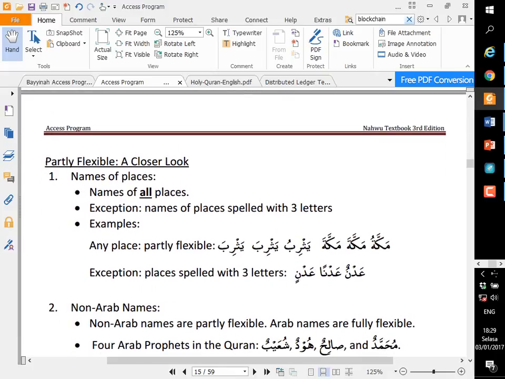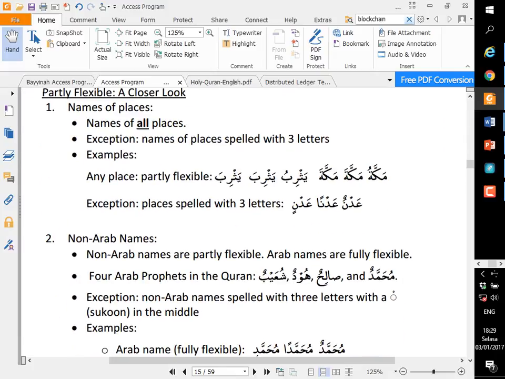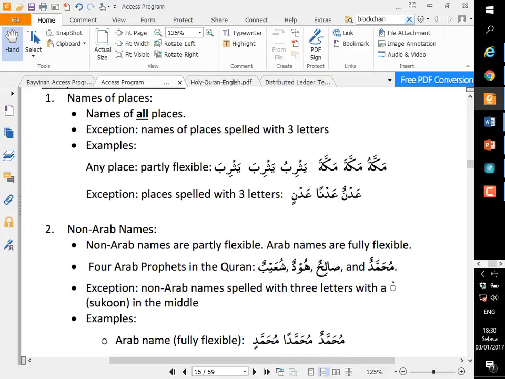If you take a closer look at the partly flexible, the names of all places will be partly flexible, like Makkah, Makkatu, Makkata, Yathribu, Yathriba. So any place is partly flexible except a place with three letters. Makkah is four letters: Mim, Kaf, Kaf, and it has tashdid. Adnun, Adnan, Adnin, this is the exception, the three letters.